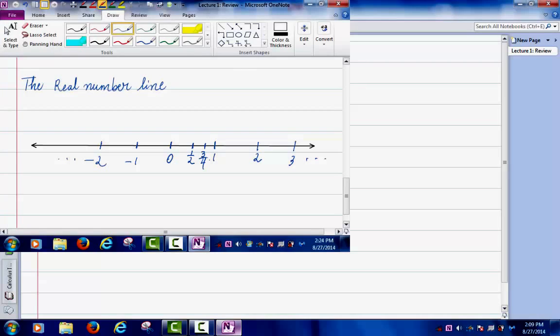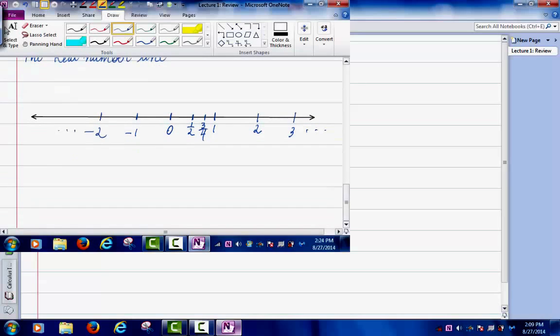The point is, every point on this line represents a real number. And every real number can be represented by a point on this line. Which is to say that there is a one-to-one correspondence between the points on the line and the set of real numbers. Is that clear? And so how many real numbers are there? Well, as many points as you have on the line. Okay?